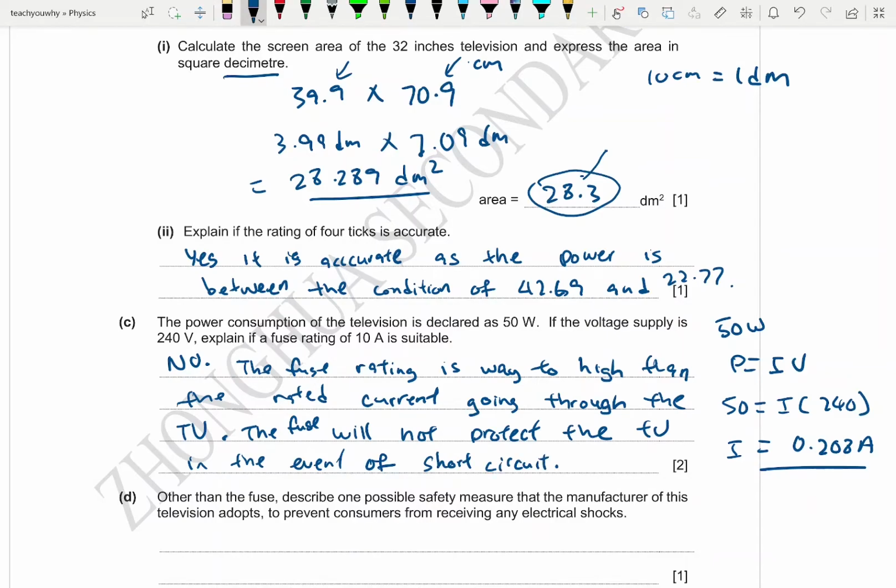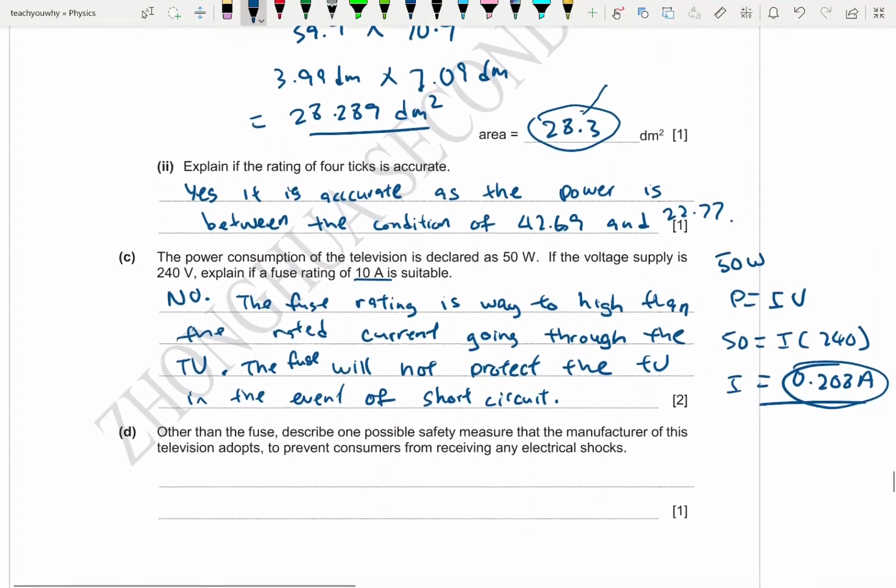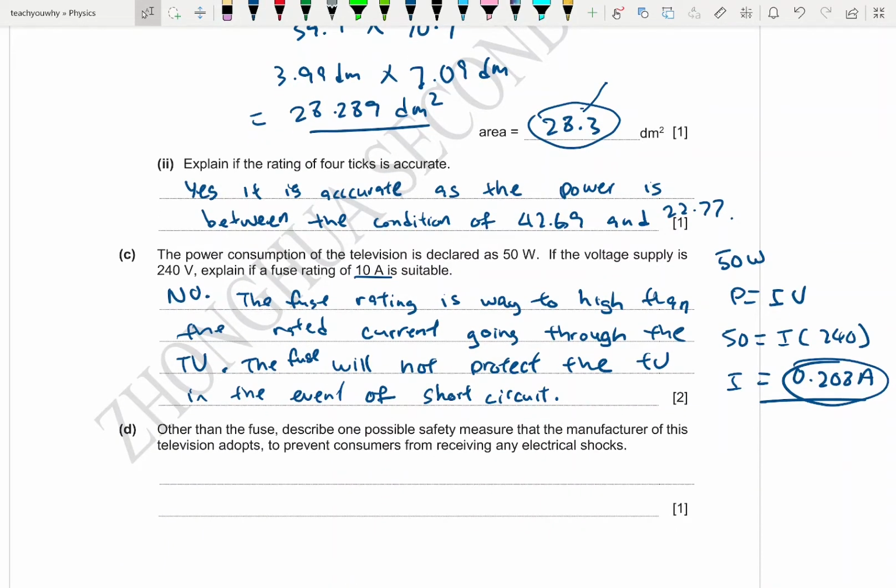Okay, basically what I'm trying to say is that you see here the current is 0.208, whereas the fuse is 10. This is way too high. So our standard guideline is that we want it to be higher than this, but not so high. So actually the correct fuse to use is about a 1 ampere fuse.